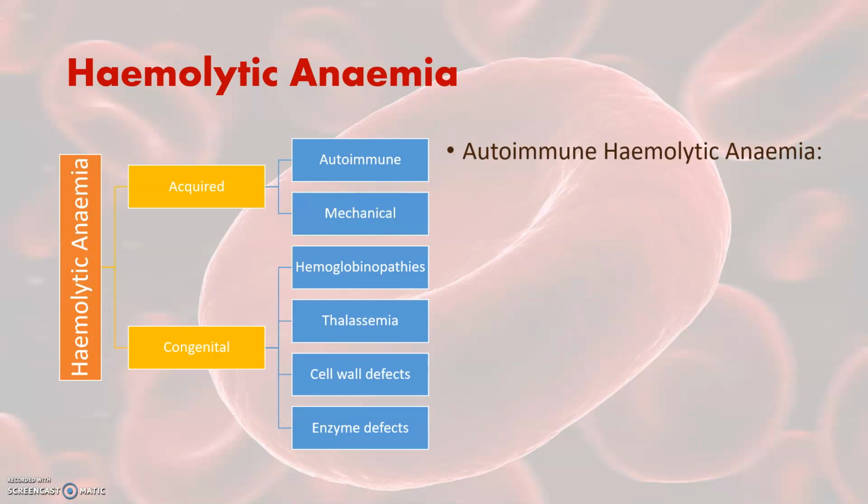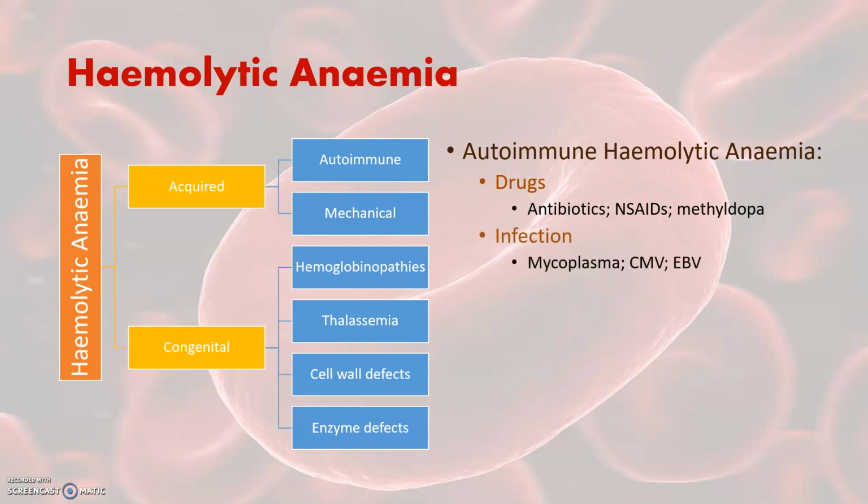We do need to have an idea of the causes of autoimmune hemolytic anemia, and I just challenge you to test yourself here. Pause the video and see if you can think of some common causes of autoimmune hemolytic anemia. So, drugs are common. Antibiotics such as penicillins, cephalosporins, and cotrimoxazole. Non-steroidal anti-inflammatory drugs and methyldopa are some of the other drug causes.